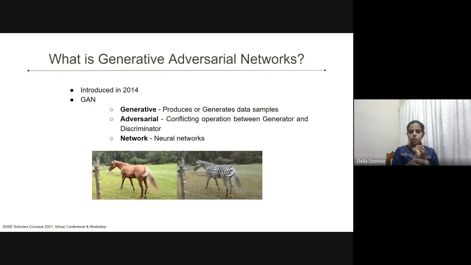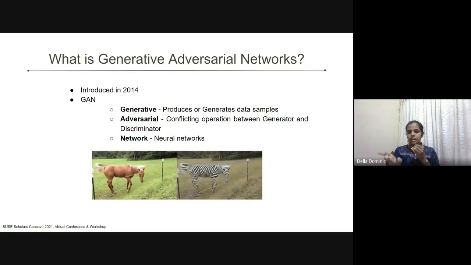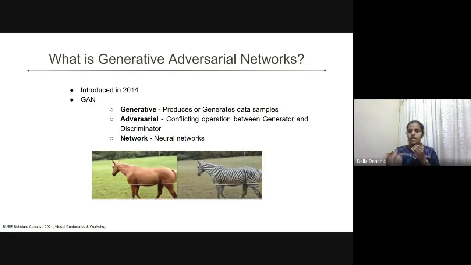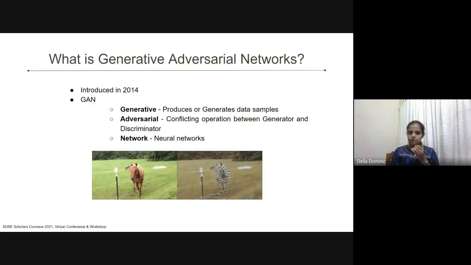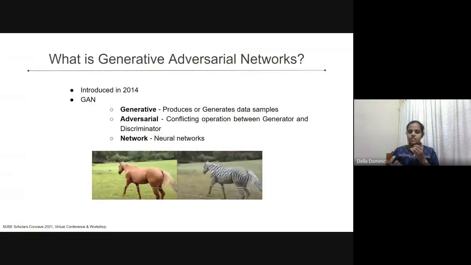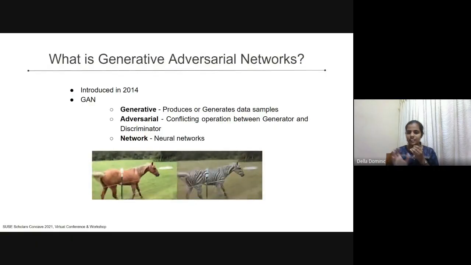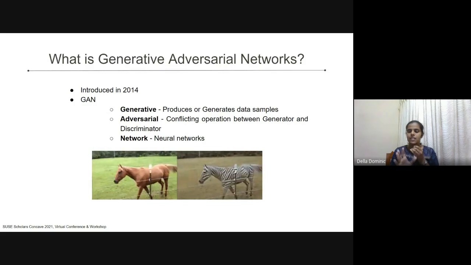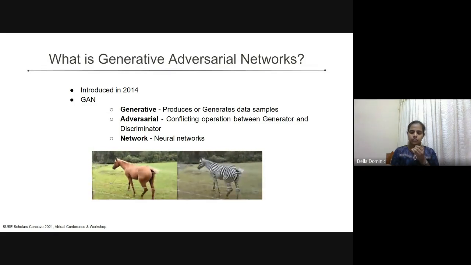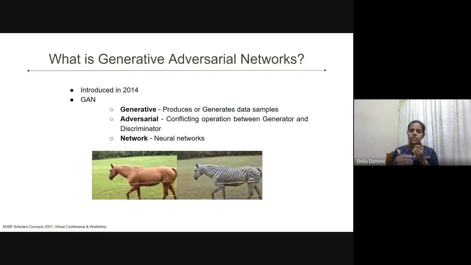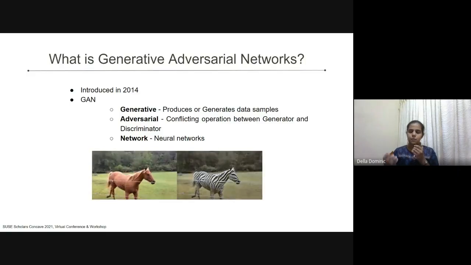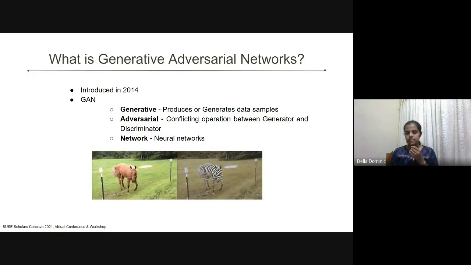For example, in horse to zebra translation, as you can see in the image, the target domain is zebra images, and the generator will try to generate zebra images. And the discriminator, which is a deep neural network, is essentially a classifier that will classify the generated images as fake or real. So both the generator and discriminator will try to conflict or try to outperform one another, which is the basic principle behind generative adversarial networks.